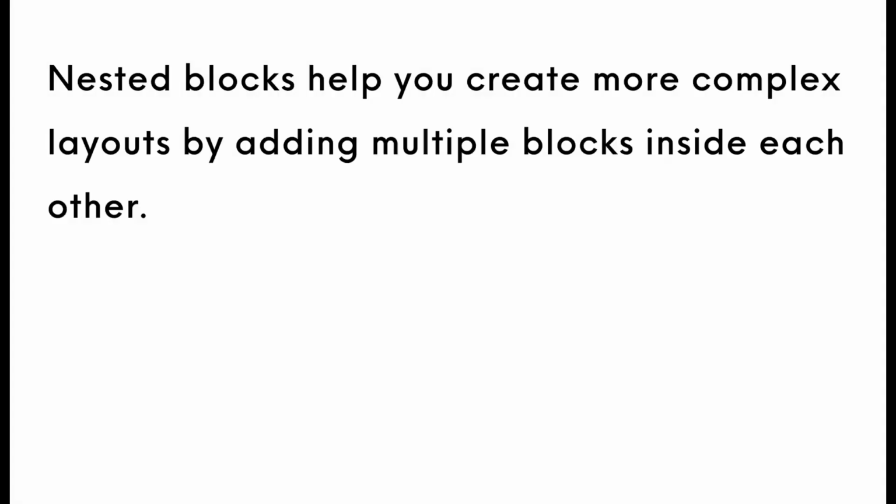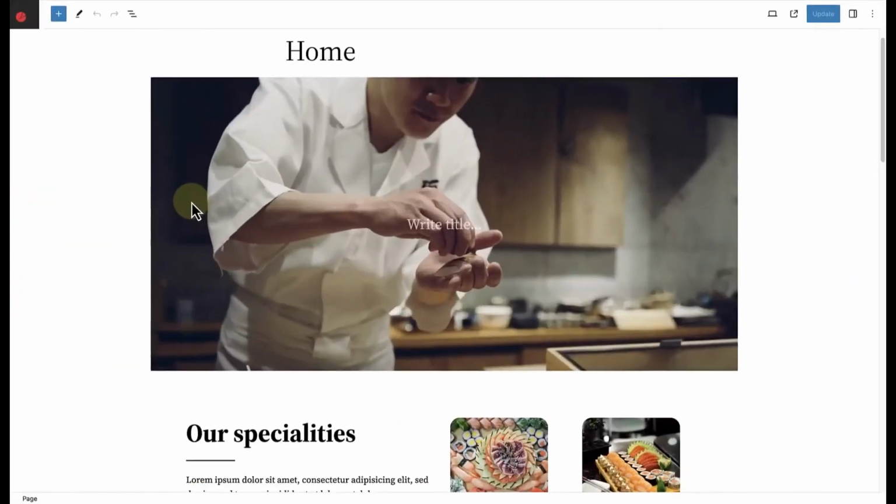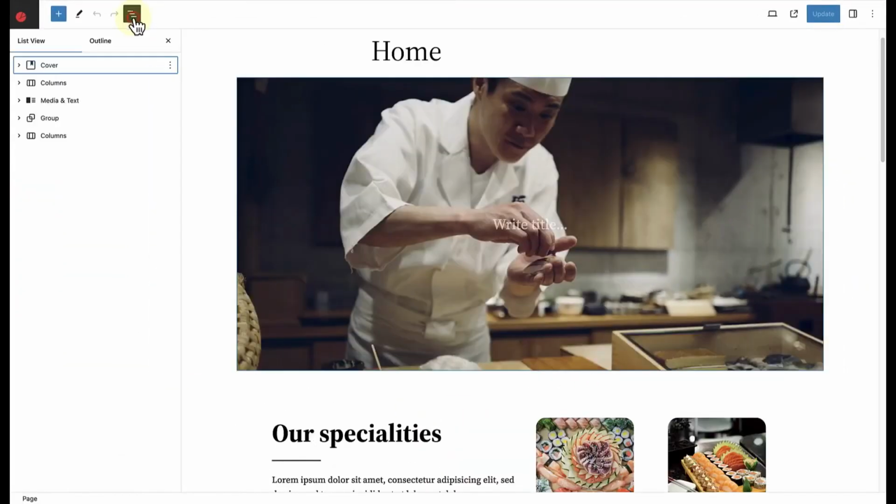Nested blocks help you create more complex layouts by adding multiple blocks inside each other. We typically use container blocks such as the group block, columns block, cover block, the media and text block or row block to group content together. As a reminder, when you open up the list view, you can navigate between layers of content and nested blocks.